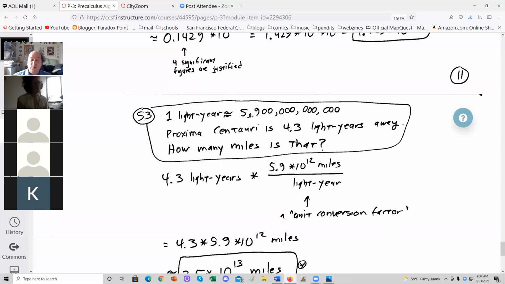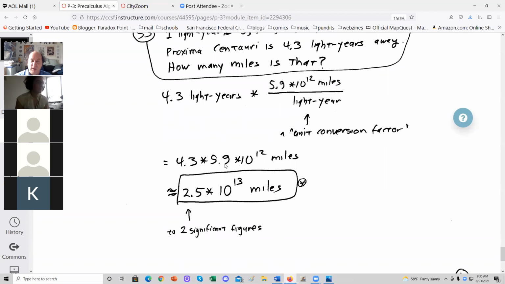Okay, so 5.9 trillion miles per light year, and Proxima Centauri is 4.3 light years away. How many miles is that? Okay, take 4.3 light years times 1 over light year, 5.9 times 10 to the 12 miles per light year. Well, these are equal, so this is equal to 1. It's a unit conversion factor. I multiply light years by this because this way light years cancel out, and we're left with the units of miles, which this times this works out after a bit of work to 2.5 times 10 to the 13th miles, 25 trillion miles away. And that's the closest star.